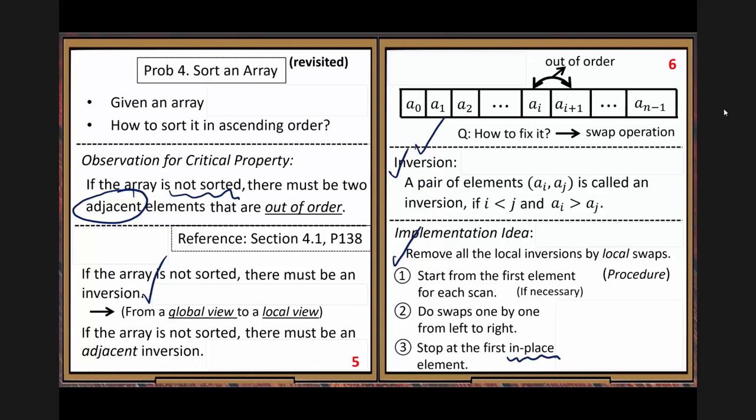When the largest one reaches the end, it is in place, right? If it is in place, the next round we do not need to look at it because it's already in place. We can eliminate that element. So we do another round of local swapping, and in our second round, we put the second largest element in place, and so on.